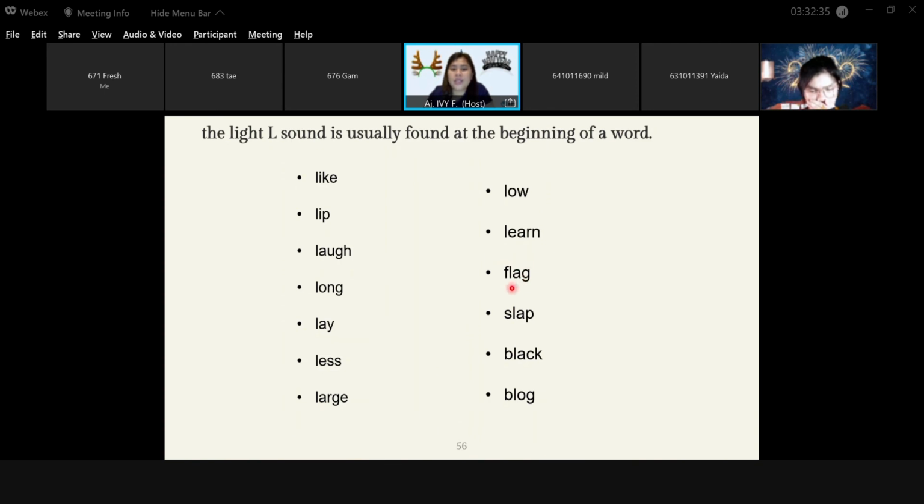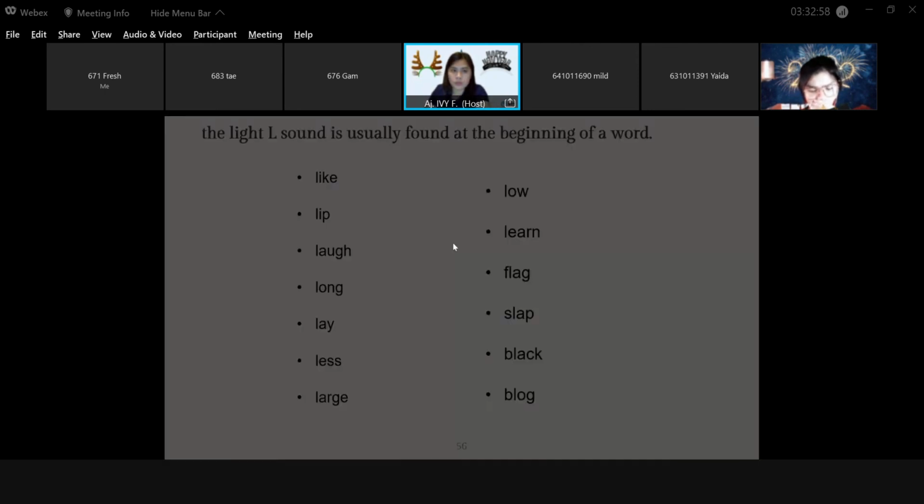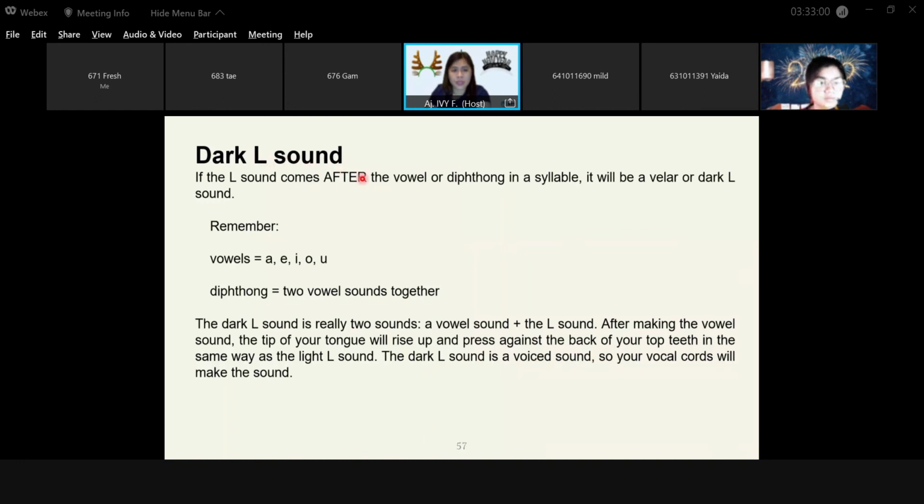Okay, that's why it says usually, because here it's not in the beginning, but it is light L. Flag, slap, black, and blog. Okay, so these words are examples of light L sound, which means you can find it at the beginning of a word.